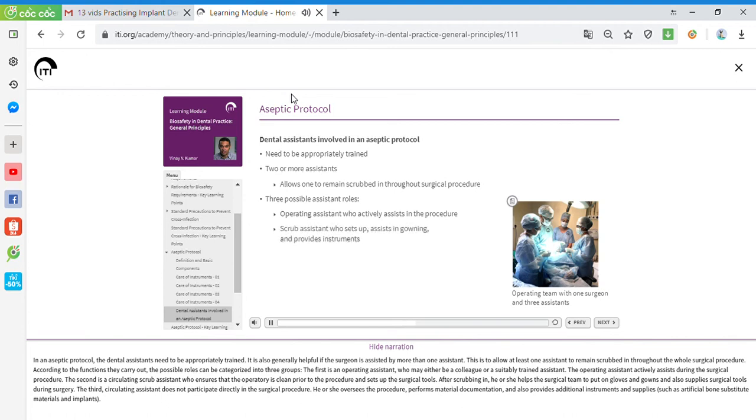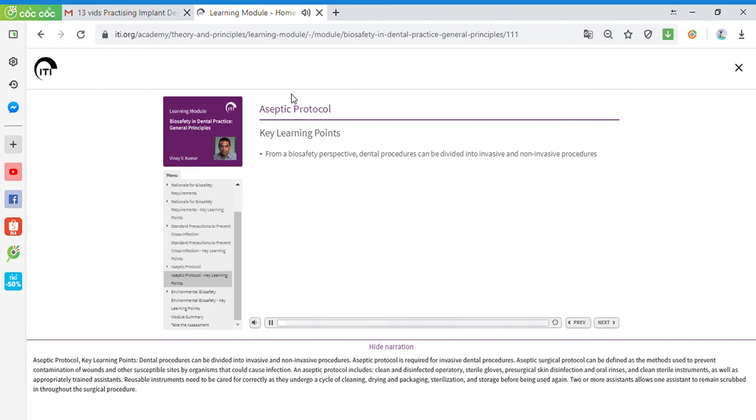The second is a circulating scrub assistant, who ensures that the operatory is clean prior to the procedure and sets up the surgical tools. After scrubbing in, he or she helps the surgical team to put on gloves and gowns and also supplies surgical tools during surgery. The third, the circulating assistant, does not participate directly in the surgical procedure. He or she oversees the procedure, performs material documentation, and also provides additional instruments and supplies, such as artificial bone substitute materials and implants.